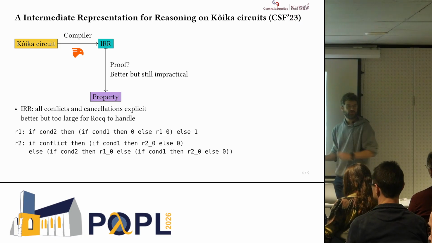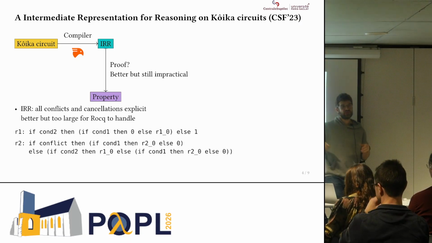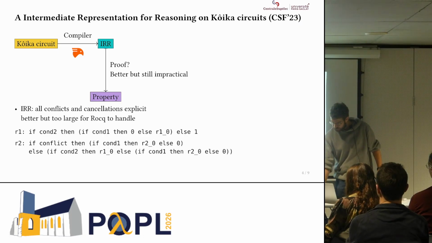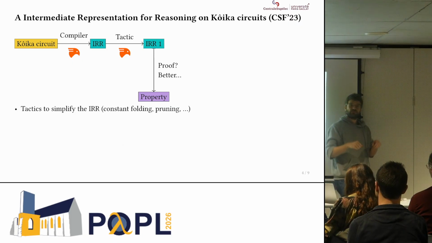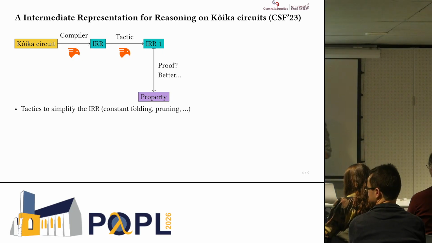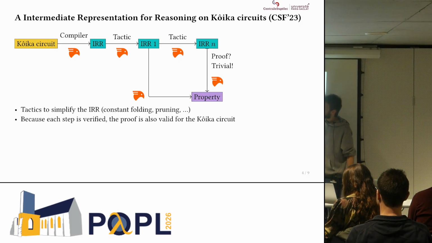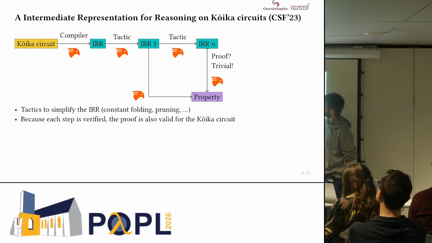So it grows a lot even for a small example like that. It's better than before because here we have all the conflict information explicitly, but it's still too large and not usable directly. So what we do is we compile this IRR further using tactics that the human prover has to use interactively, so as to simplify this intermediate representation on and on until we reach a point where the representation is simple enough that the prover is able to perform the proof in Rocq interactively.